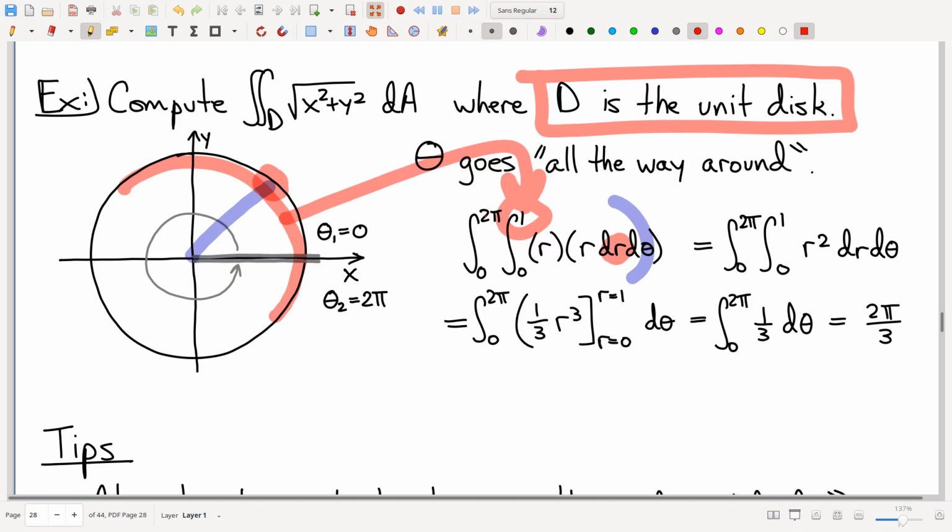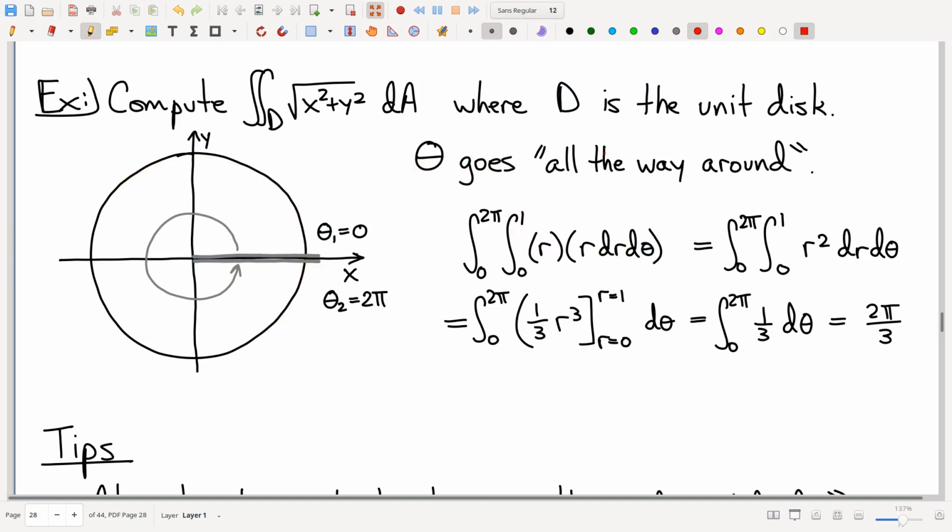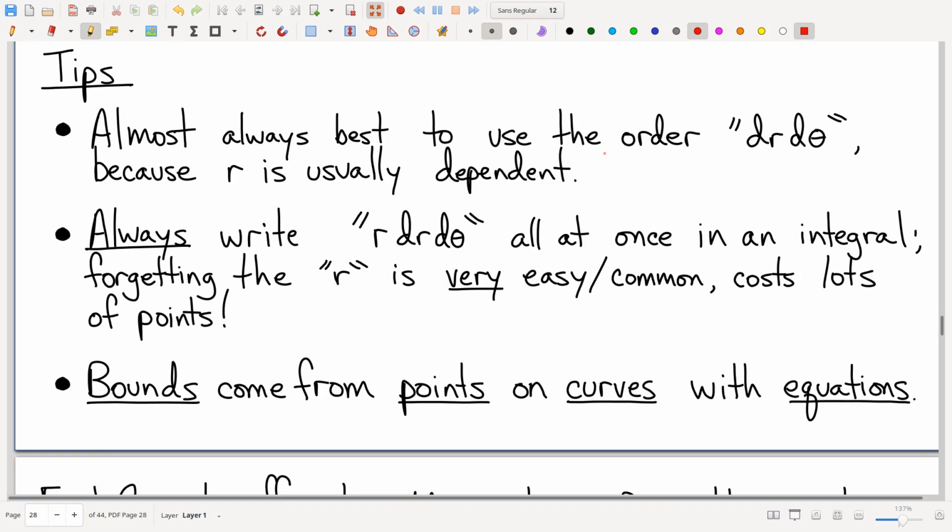Needs to be drawn. Okay, we're going to do several more examples here. I do want to give you some tips and tricks before we proceed along. You do technically have two choices, of course, in which way to slice. You could do dr d theta or d theta dr. As it turns out, in the vast majority of cases, in my experience anyway, and I think this is pretty clear, you want to do the r on the inside, theta on the outside.